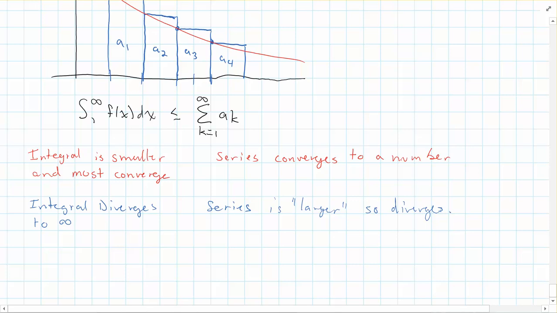All right, so that's going to be it for this video. The next video that we're going to have for this section is just going to go through some examples using the integral test.